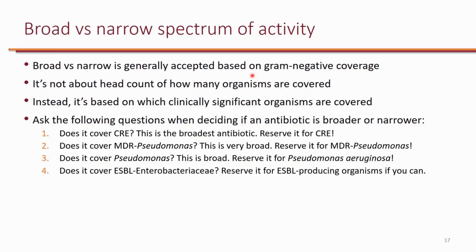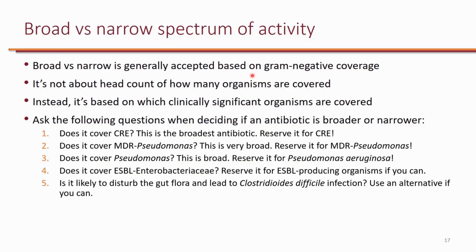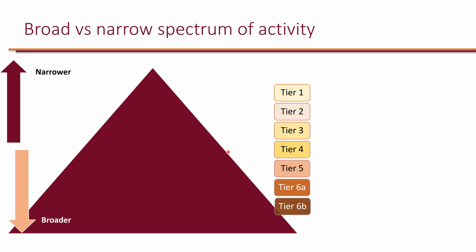And the next question is, if a drug covers ESBL Enterobacteriaceae, it should be reserved for ESBL organisms if possible. And lastly, if a drug is more likely to disturb the gut flora and lead to Clostridioides difficile infection, we should use an alternative if possible. Here's a pyramid to help us compare broad and narrow spectrum of activity of antibiotics. The higher you are on the pyramid, the narrower the spectrum of activity, and the lower you are on the pyramid, the broader the spectrum of activity.